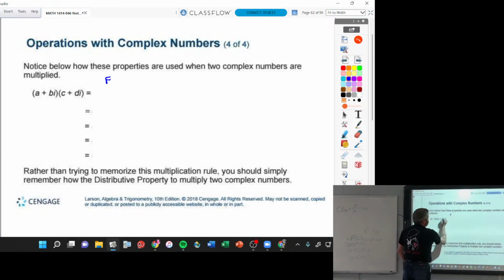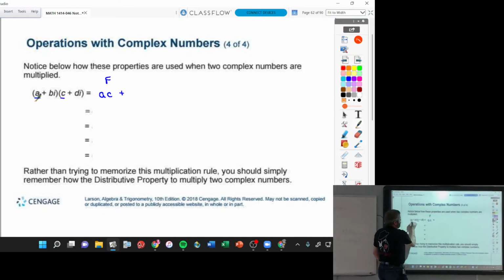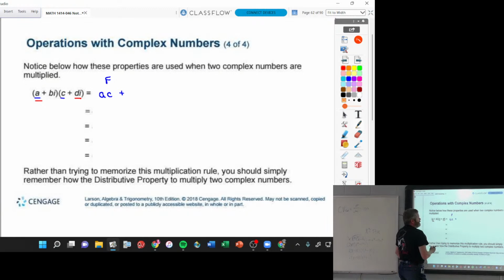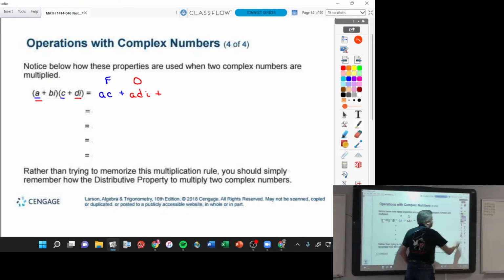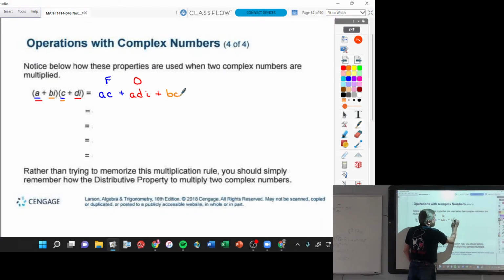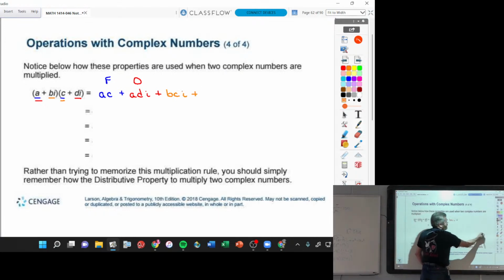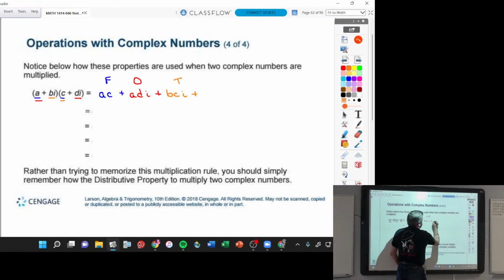First times first. First times first would be A times C, which is AC, plus outside times outside, A times Di. Well, that would be ADi, plus inside times inside, Bi times C. That would be BCi, plus, that was my inside times inside.